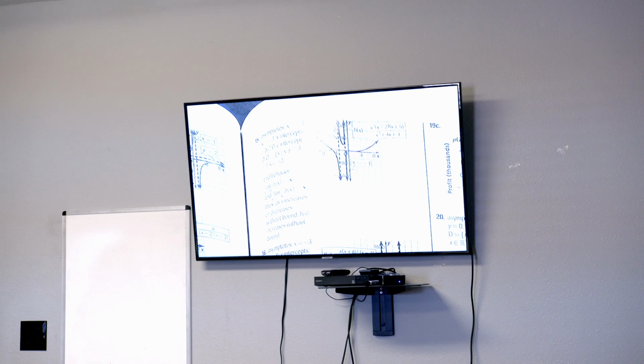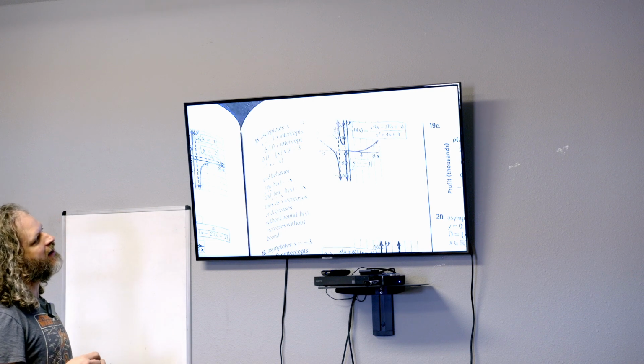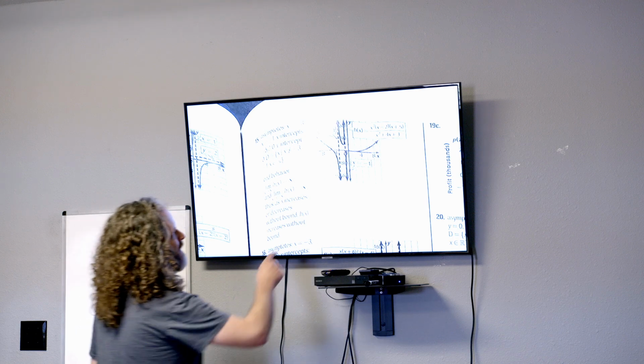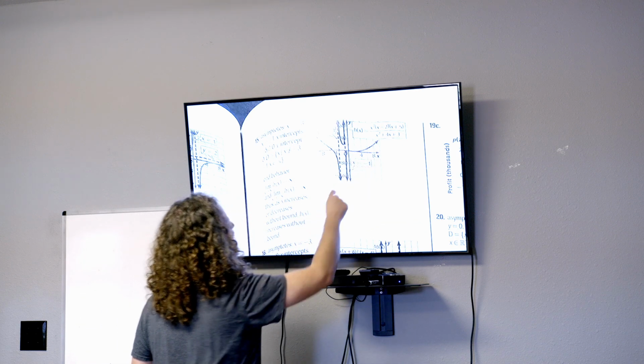It doesn't really have a slant asymptote, I don't believe. Does it say it has a slant asymptote? No, it doesn't have it. So it doesn't have a slant asymptote. But it does have strange end behavior because something weird happens in this section.